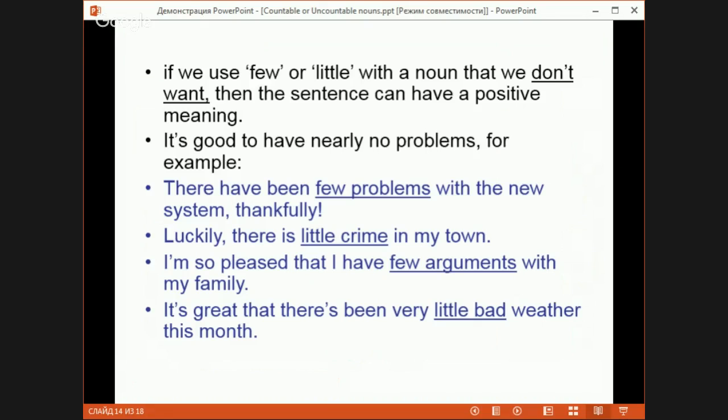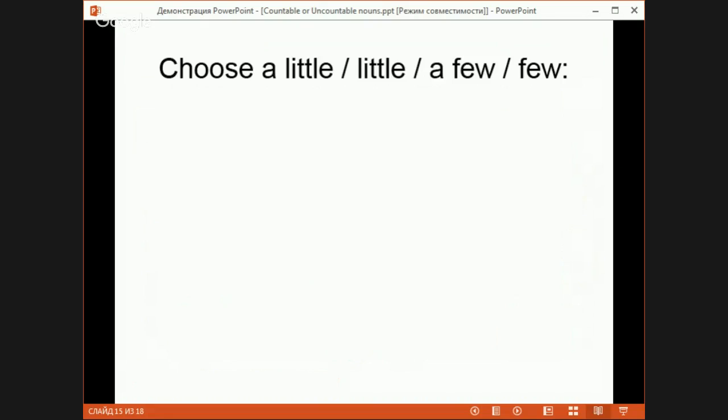I hope this information is clear for you and you can start the practice. So I will project you 10 sentences. I will give you 2-3 minutes to choose little or a little, a few or few. After that, we will check. You will work individually. In 3 minutes, I will be back and I will show you the answers.